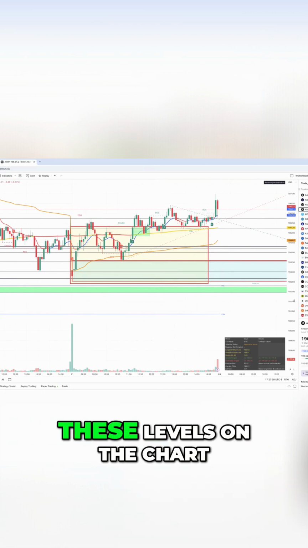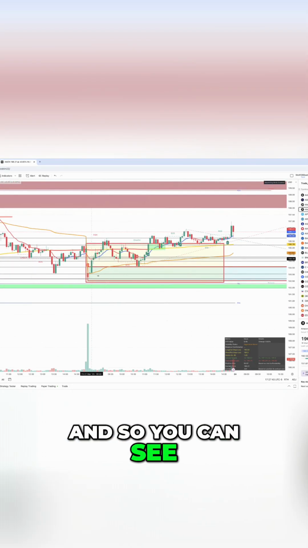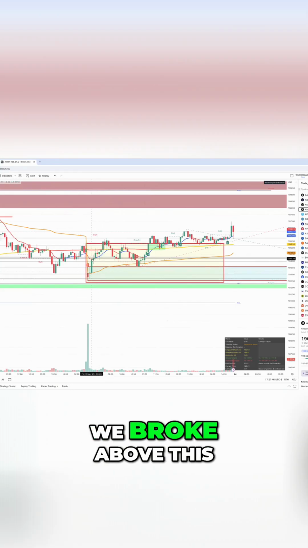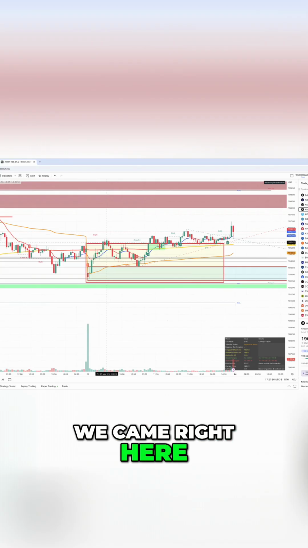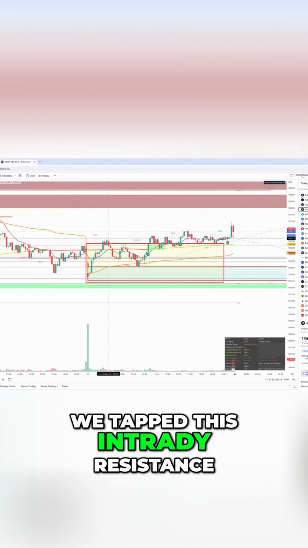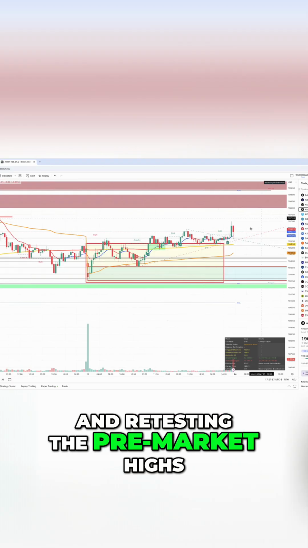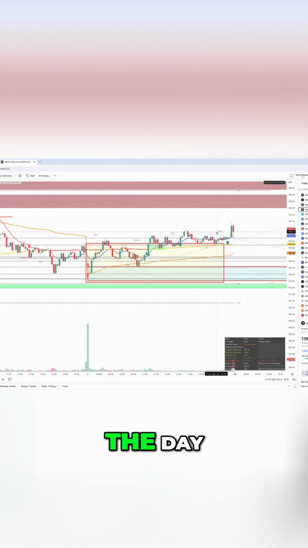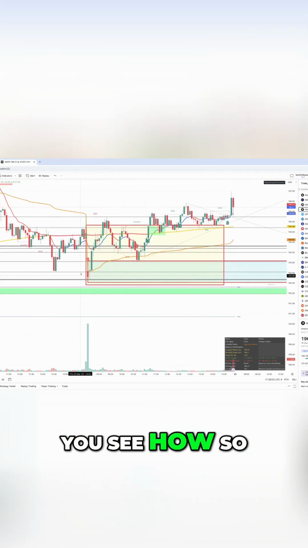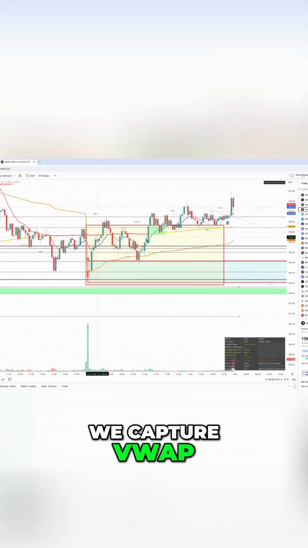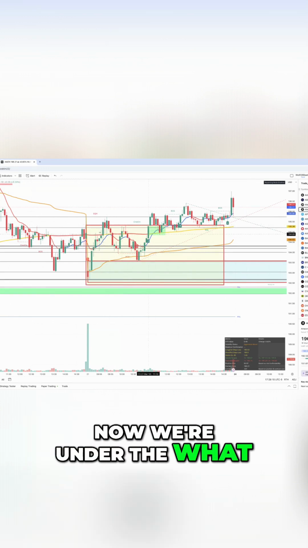All right, so now we have these levels on the chart, and you can look at the price action. We broke above this ORB on this 5 minute candle, but look where we stopped. We came right here. We tapped this intraday resistance, but we were grinding on top and retesting the pre-market highs for the rest of the day, right? So now that you have this range on here, you see how we captured VWAP, we captured the 12 EMA, we pushed up, we hit it, but this whole time we're under the 200.